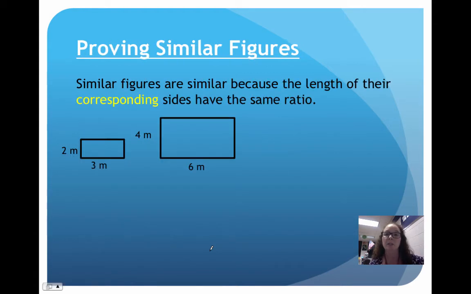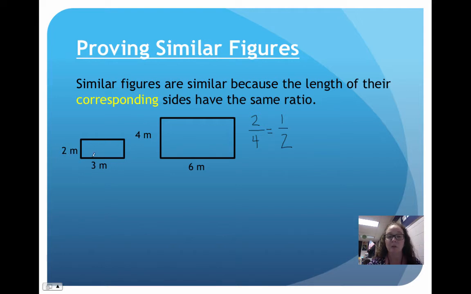Similar figures are similar because the length of their corresponding sides have the same ratio. Corresponding means in the same location, remember? I'm still using that vocabulary. So right here, we're looking at this short side of the rectangle, which is 2 meters. And right here, we're looking at this long side of the rectangle, which is 4 meters. So our ratio is 2 to 4 or 1 to 2. Basically, this is saying that this is 2 times as big as this.